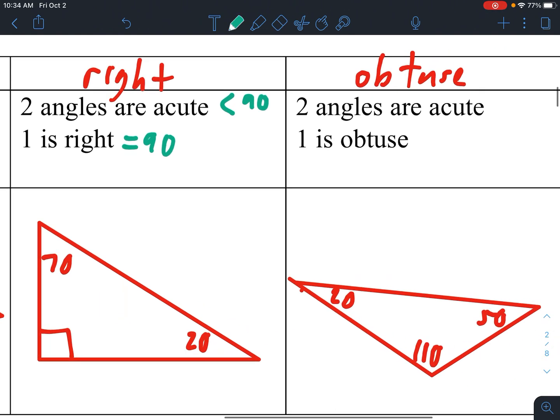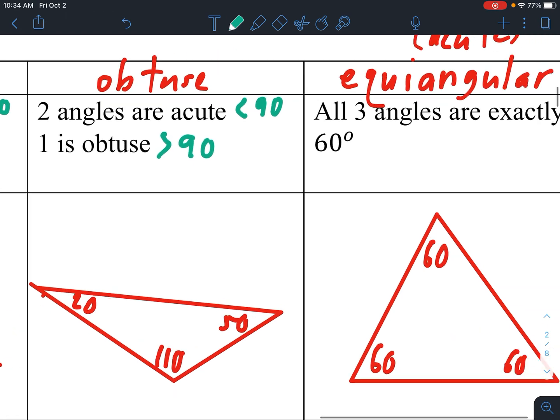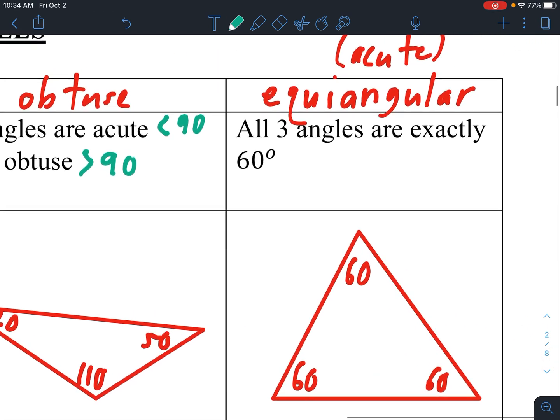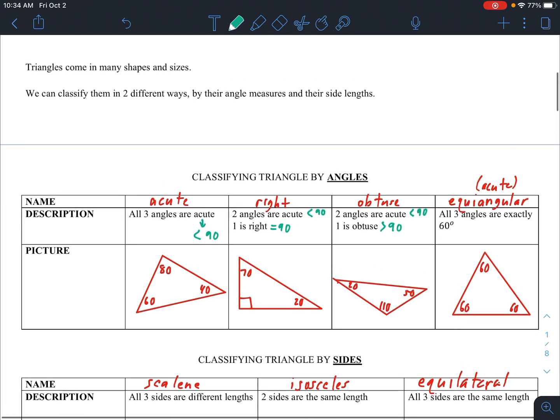It could be an obtuse triangle, where 2 angles are acute, so 2 are less than 90, but one of them is obtuse, one is bigger than 90. Or our last possibility is a special acute triangle called an equiangular triangle, where all 3 angles are exactly 60 degrees. So when I ask you to classify a triangle by angles, it's multiple choice, it's one of those 4 answers.